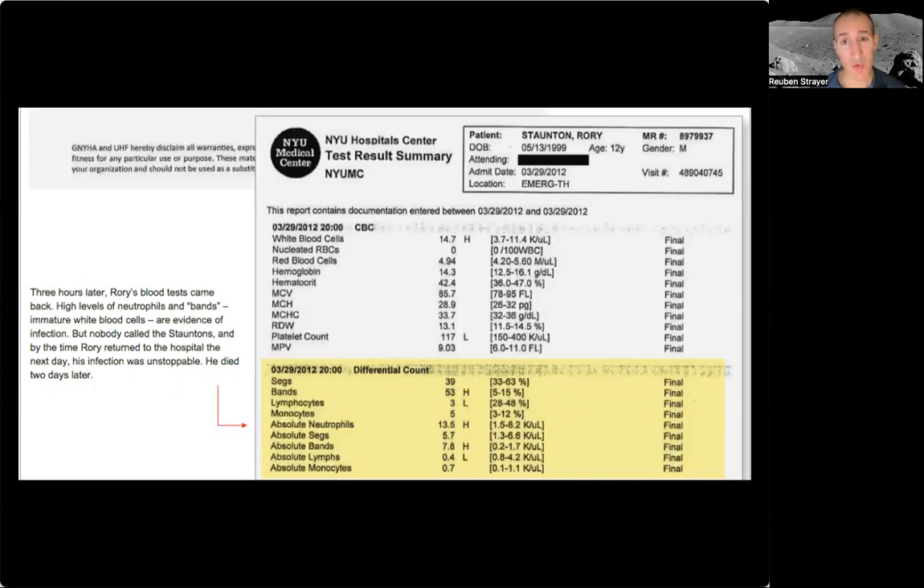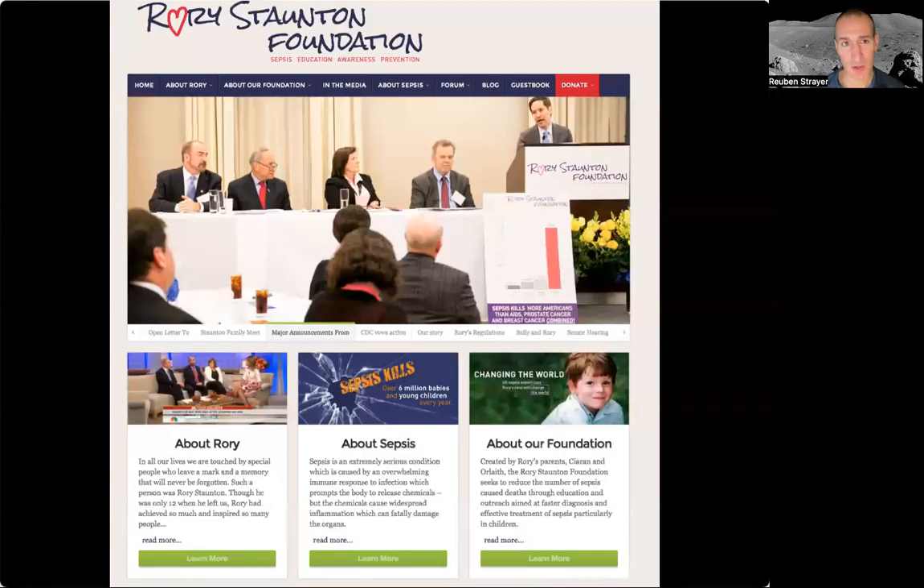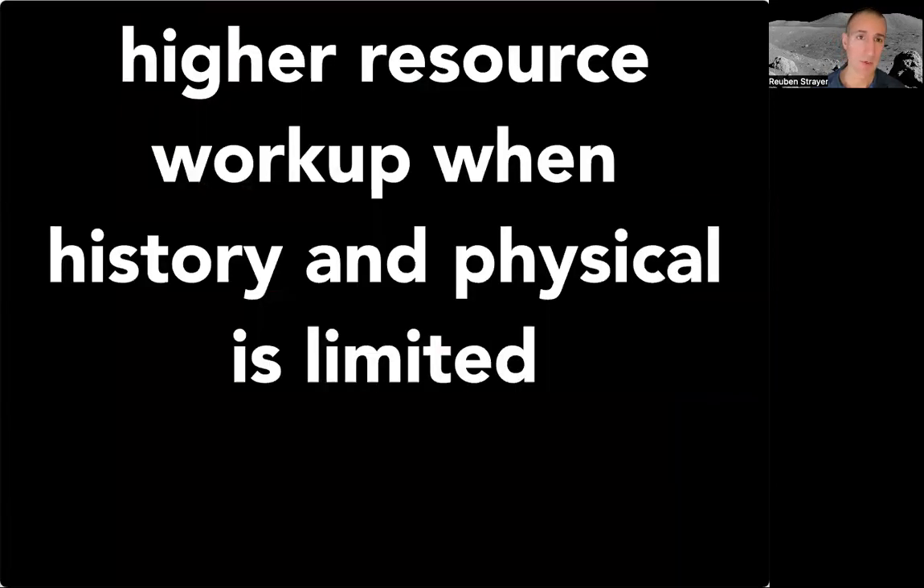Another reason not to order routine tests. But also, check results before discharge. In the United States, this case led to a lot of well-meaning work being done on sepsis that has led to terrible guidelines that are enforced with hospital penalties which have demonstrably worsened patient care, all because results were not checked before discharge. Check results before discharge. The next lesson learned from CQR is to do a higher resource workup when your assessment is limited.